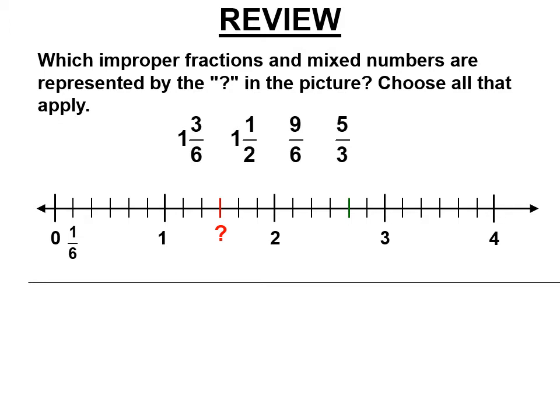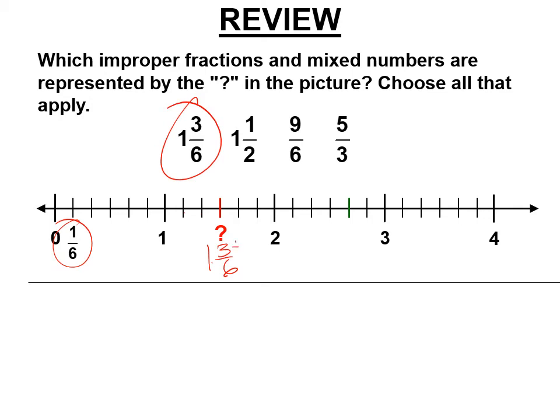Okay, so we're going to see which one of these four fractions and mixed numbers are equivalent to the red question mark there. Now, these are sixths, and you know that two ways. One, because I put 1/6 there, but also because there's 5 little marks in between. That means it must be sixths, and we're halfway. This is 1 1/6, 1 2/6. This is 1 3/6. So that's clearly your right answer.